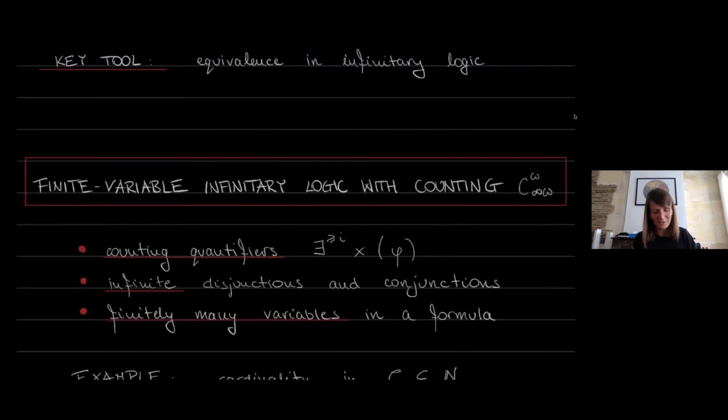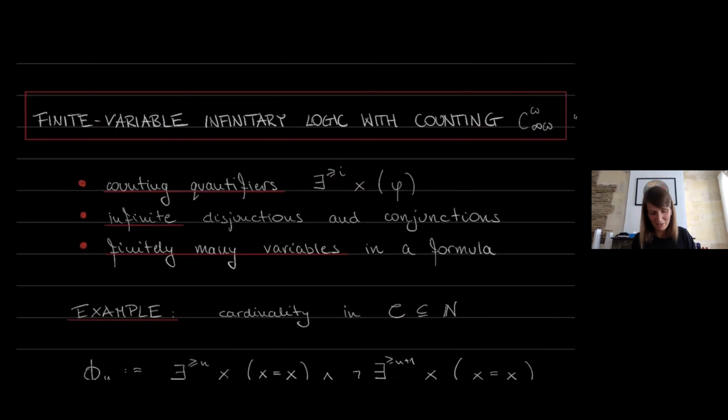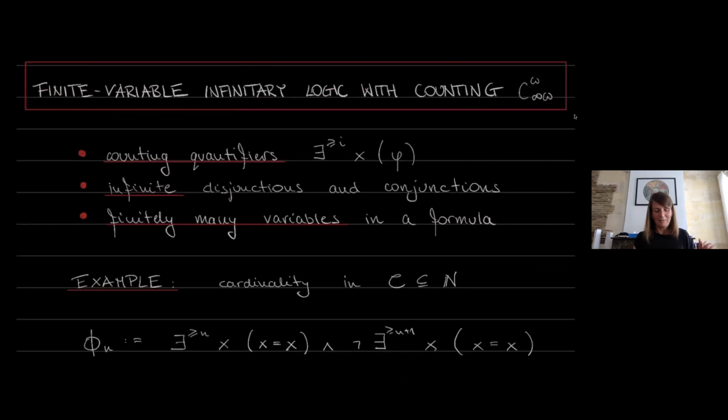So we are talking about finite variable infinitary logic with counting. In this logic, this is something built on top of first order logic. So you have everything you can do in first order logic, and on top of this, you have counting quantifiers. So you can write formulas which say that there exist at least i elements x that satisfy some formula phi, where i can be just some natural number.